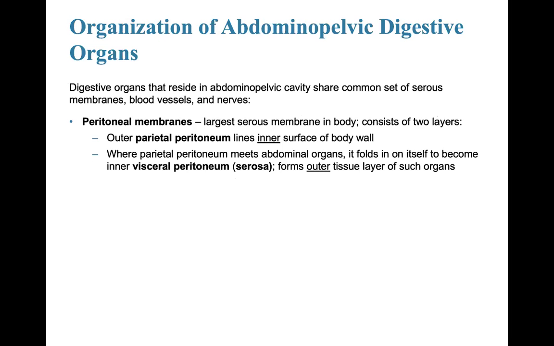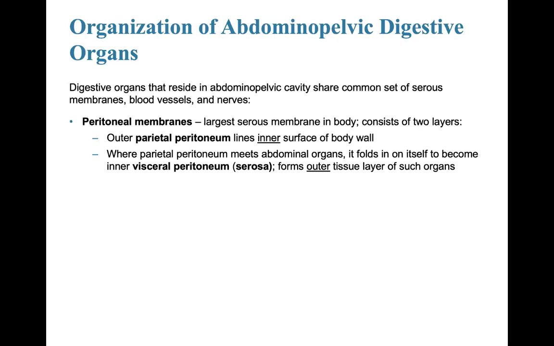Now, the digestive organs that reside in the abdominal cavity share a common set of serous membranes, blood vessels, and nerves. The peritoneal membranes are the largest serous membranes in the body, and they consist of two layers: an outer parietal peritoneum that lines the inner surface of the body wall, and where the parietal peritoneum meets the abdominal organs, it folds on itself to become the visceral peritoneum, or serosa, and this forms the outer tissue layer of the organs. So this is the layer that's directly covering the organs.